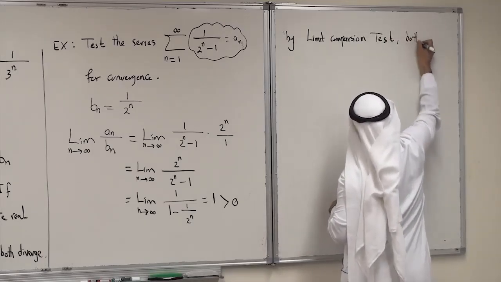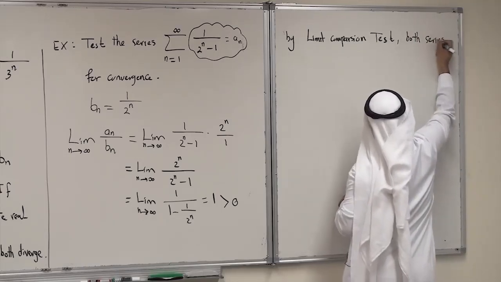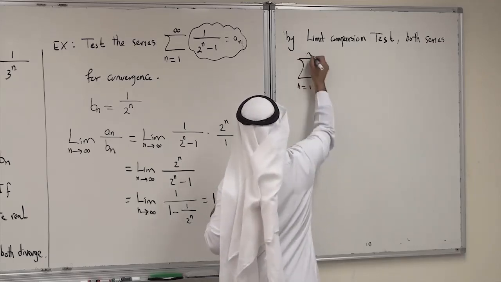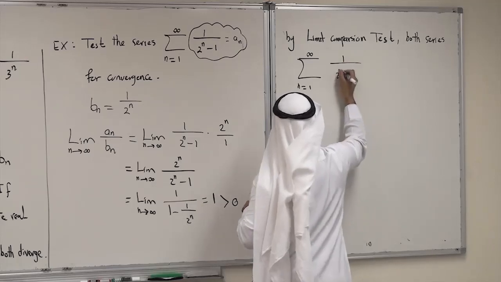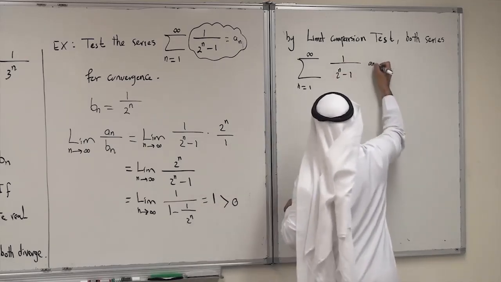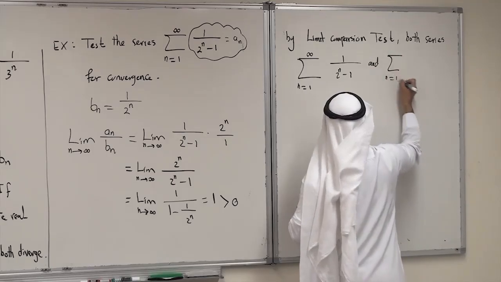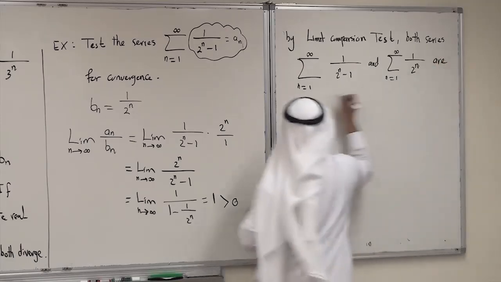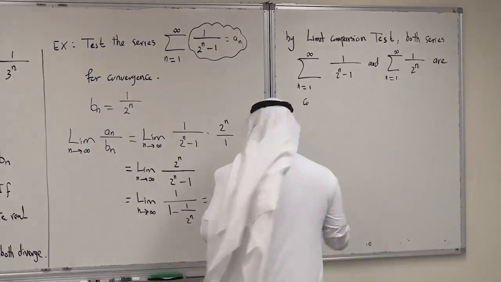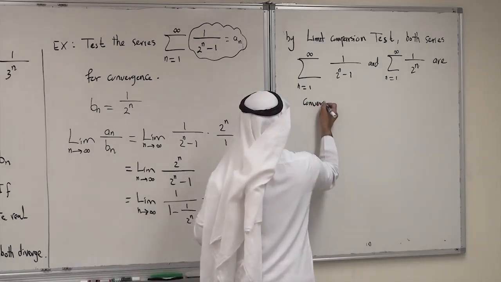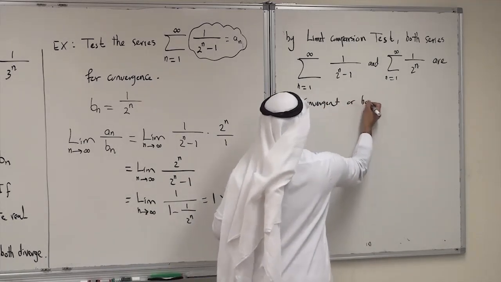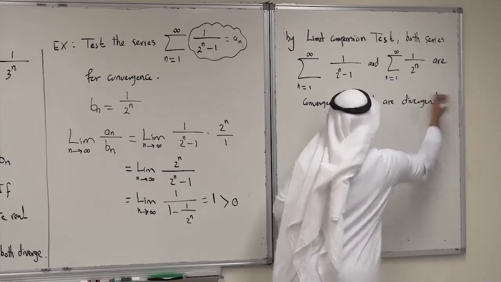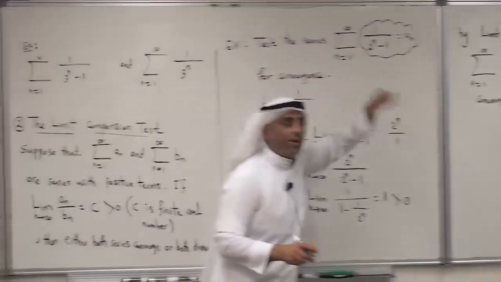Both series. These two series are: the first one is the question itself, the sum from n equal to 1 up to infinity of 1 over 2 to the n minus 1. This series and the following series, which is the series we know, the sum from n equal to 1 up to infinity of 1 over 2 to the n, are both convergent, or both are divergent. This is the conclusion of the comparison test. Both series will be convergent or both are divergent.